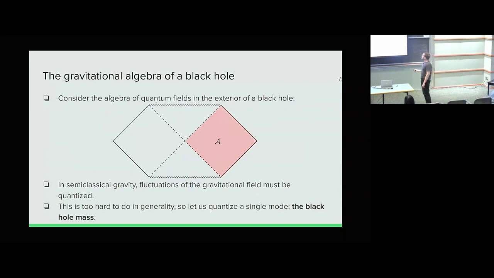But one thing that you can do, at least to try to get a sense of what's going on, is to quantize a single gravitational mode, which is just the black hole mass. So you say that the metric is going to fluctuate, but I'm not going to be able to keep track of all the fluctuations. I'm just going to keep track of the mass of the black hole as a quantum degree of freedom, and I'm going to see what happens.